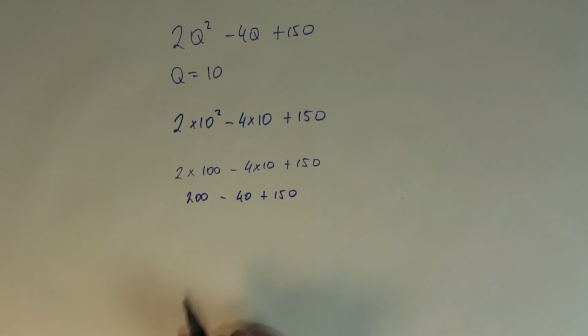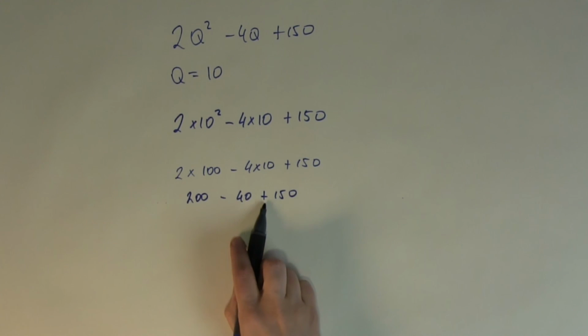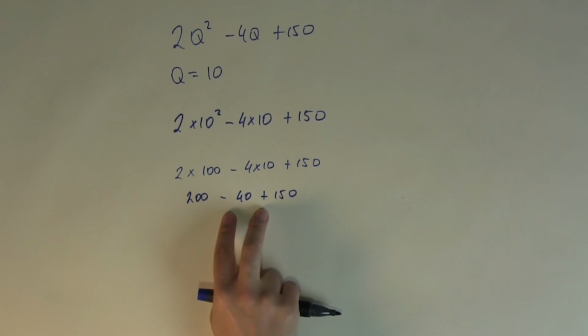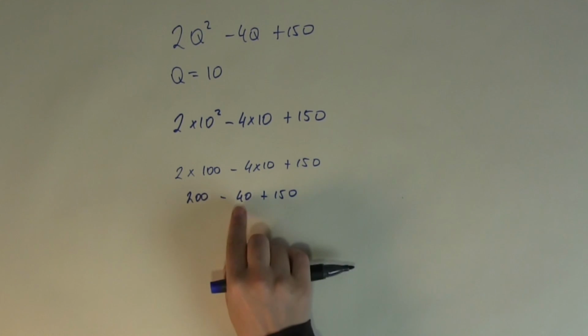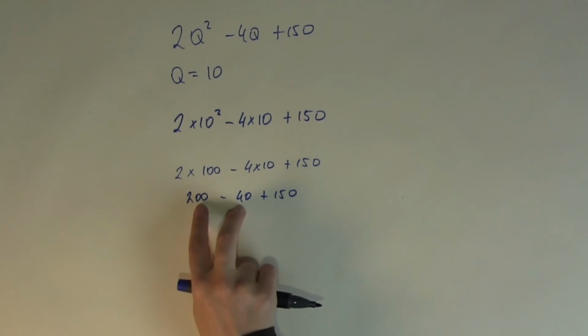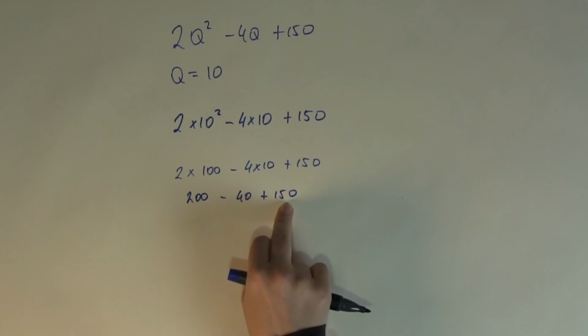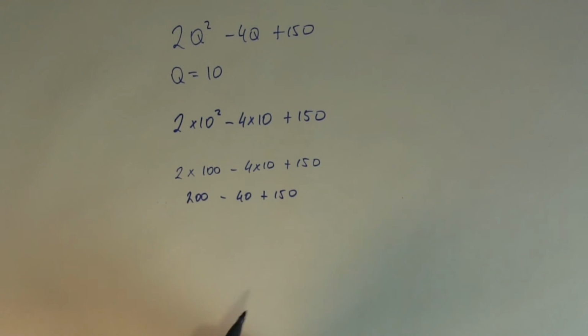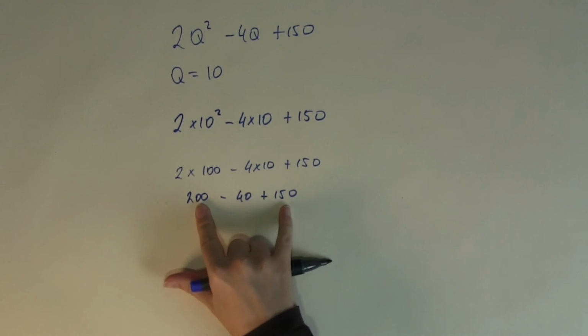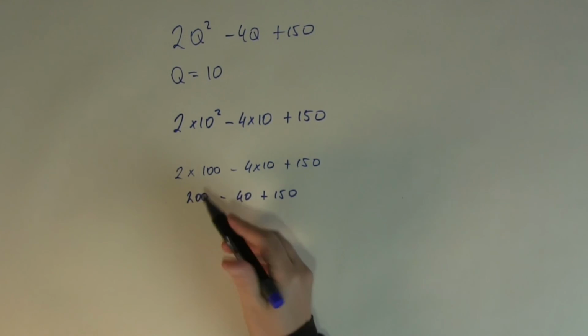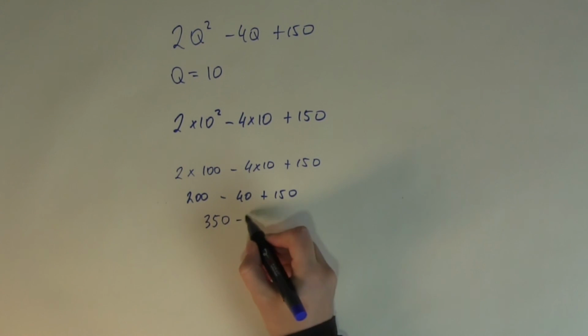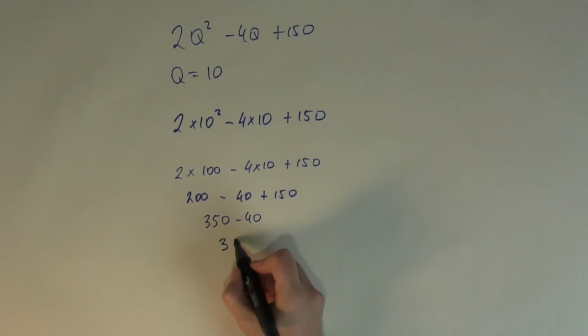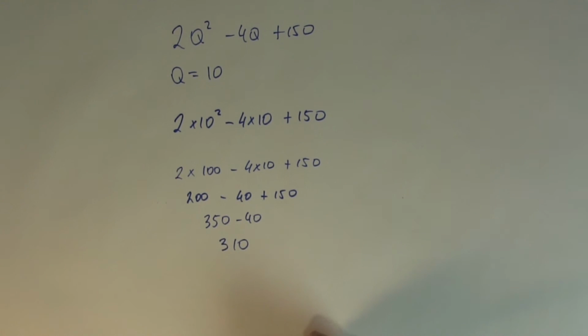And what happens now? I have got subtraction and addition. As I said before, they are interchangeable. So I can do the additions first and the subtraction next, or I can do the subtraction first and the addition next, whichever you find easier. I usually find doing additions easier, so 200 plus 150 is easier to add, so that would be 350, minus the 40, altogether gives me 310.